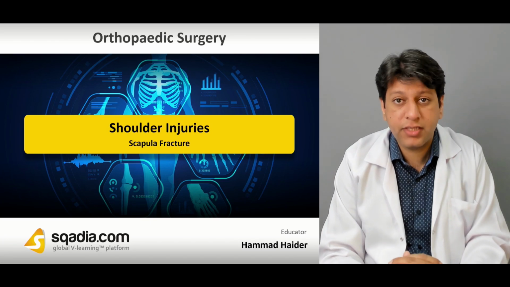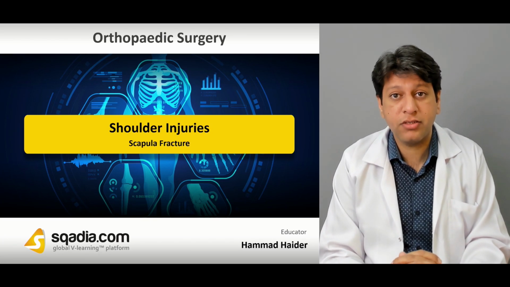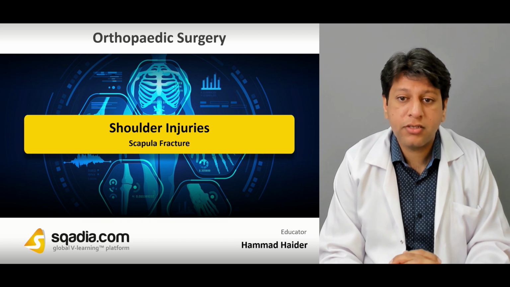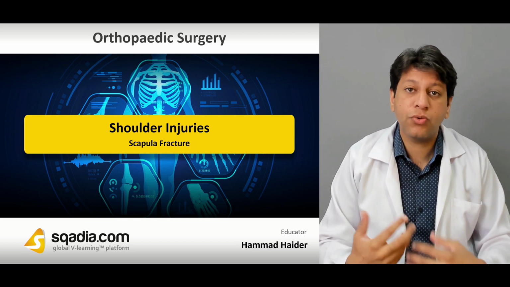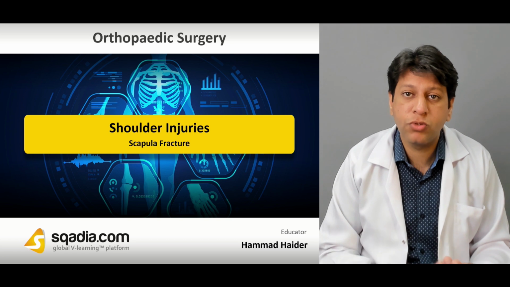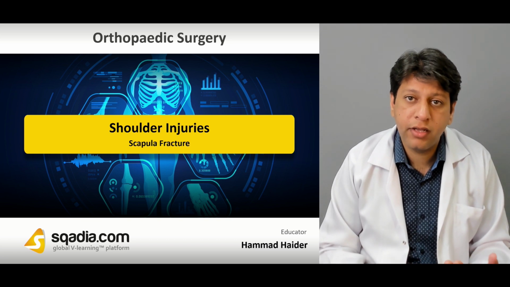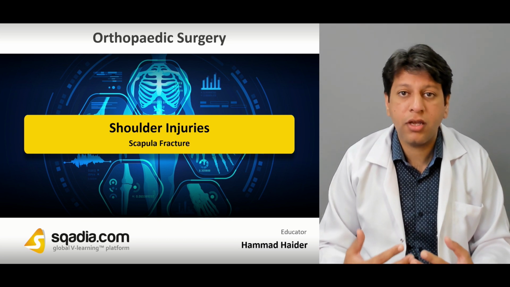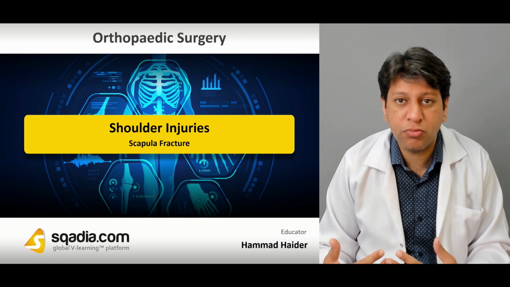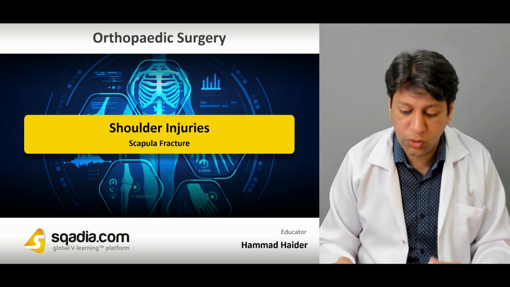Now moving on to our second section, that is the scapula fractures. As we know, we are discussing the shoulder injuries or injuries around the shoulder girdle, and there are multiple bones around it. The one is the clavicle, the other is the scapula. The scapula is attached to the proximal humerus, forming a glenohumeral joint.